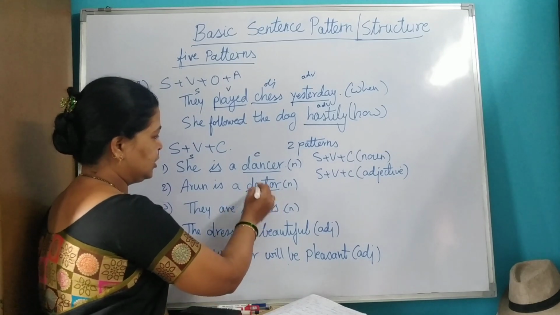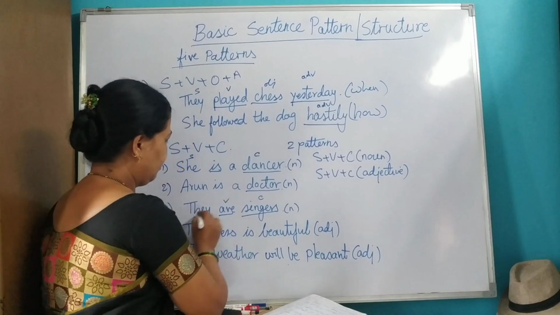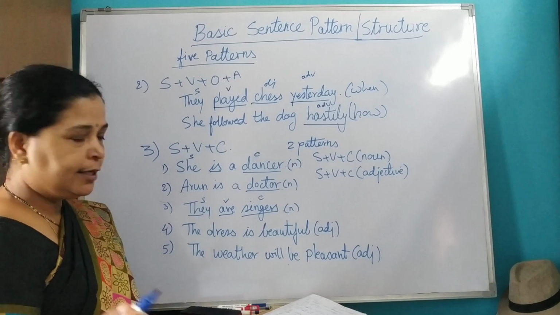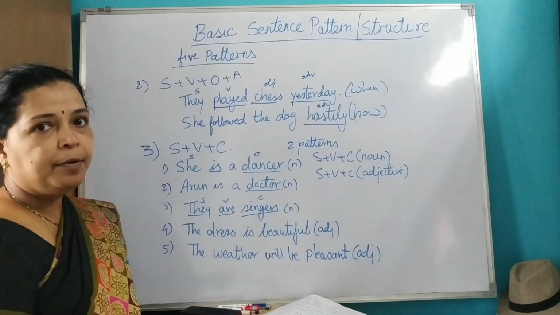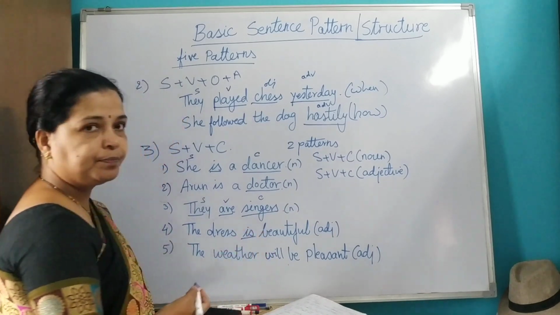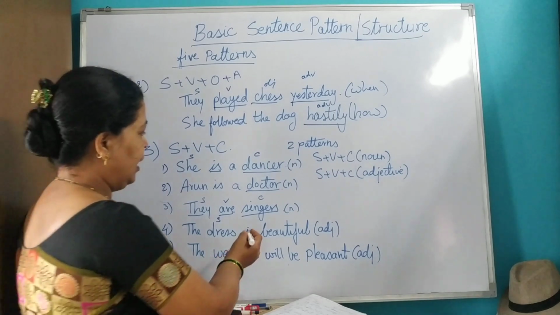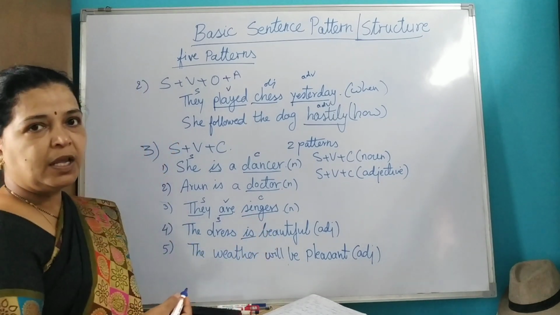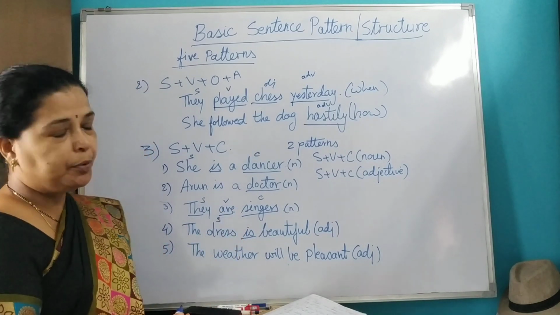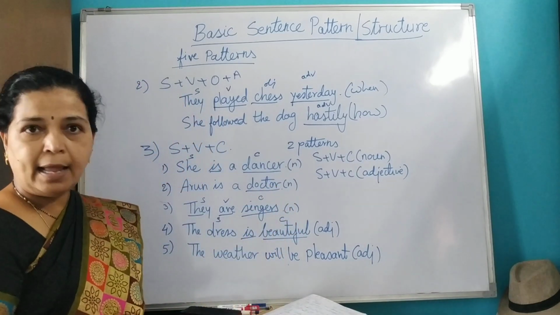They are singers. So singers is the complement. Are is the verb. They, subject. Okay. Then fourth sentence, the dress is beautiful. Which is a verb? Is. Subject, the dress. And beautiful is the word which is describing the subject, dress. The dress is beautiful. So here the complement beautiful is an adjective.